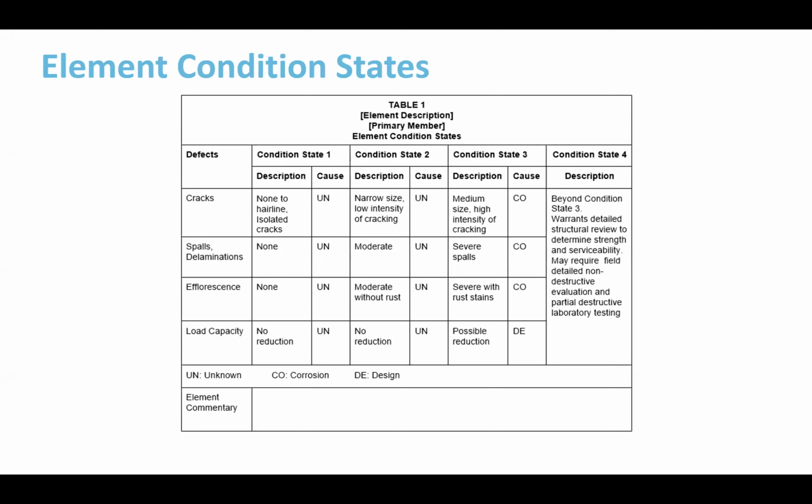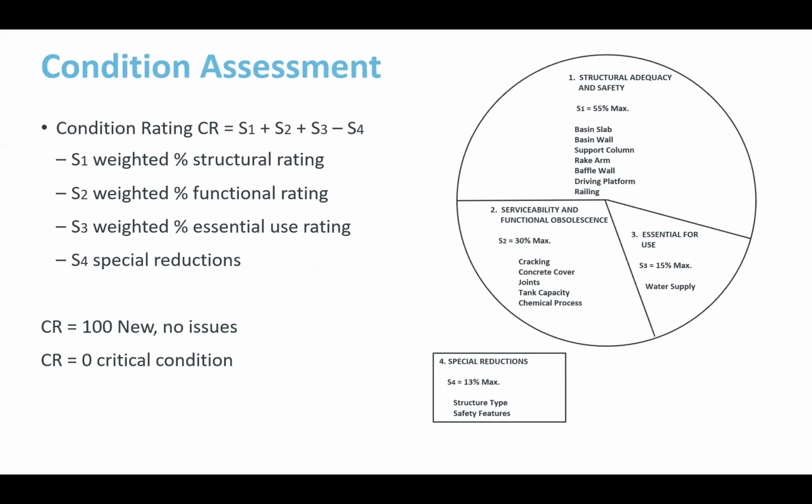But you're going to quantify for each one of the items that we saw, the basin slab, the basin walls, the railings, you're going to quantify the condition of those. And then that is going to be used to inform the overall condition assessment process. So you would have a table for each one of the elements that we're going through. I followed the same format as I did before.